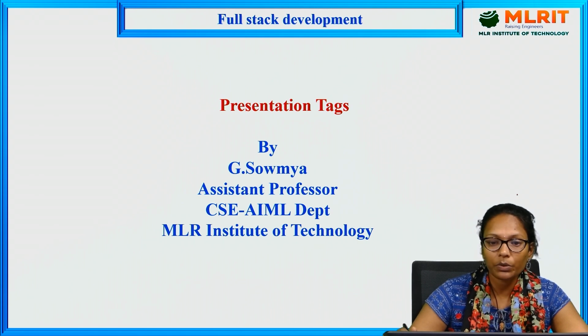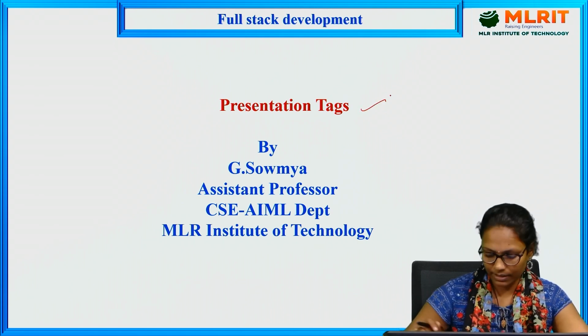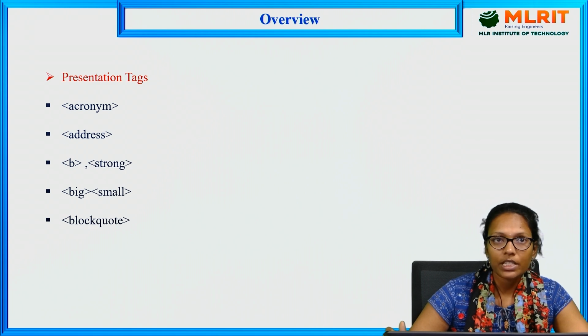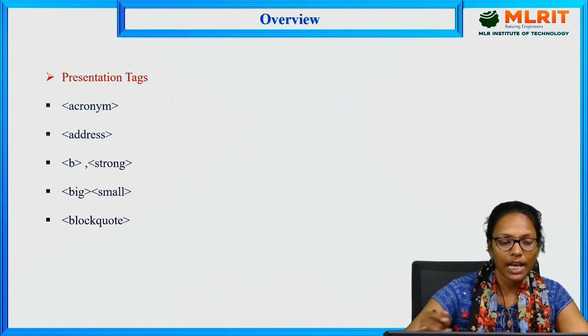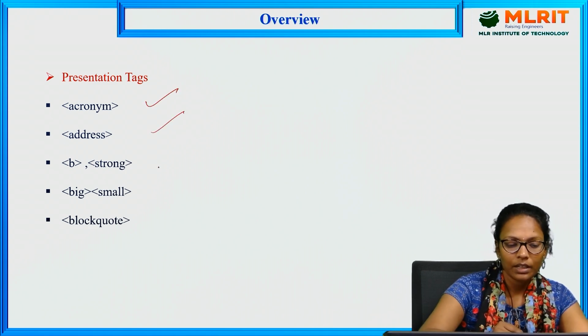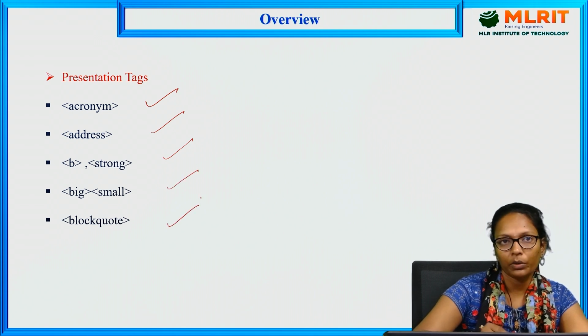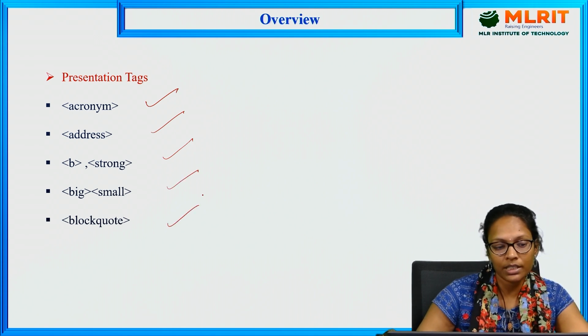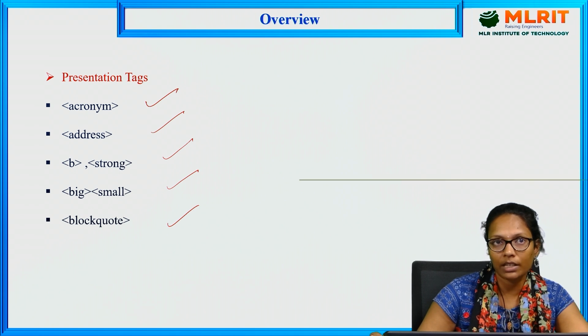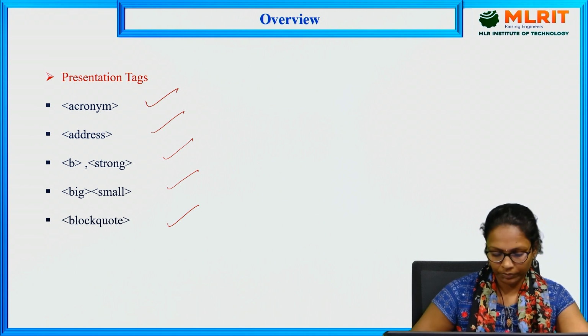In this video, we are going to discuss presentation tags. This presentation covers different presentation tags like acronym, address tag, B tag, that is bold tag and strong tag, big tag and small tag, block code tag. So these are all different presentation tags. Of course, we have so many other presentation tags also, but we are listing only a few.